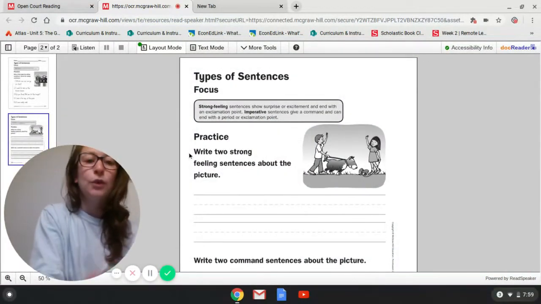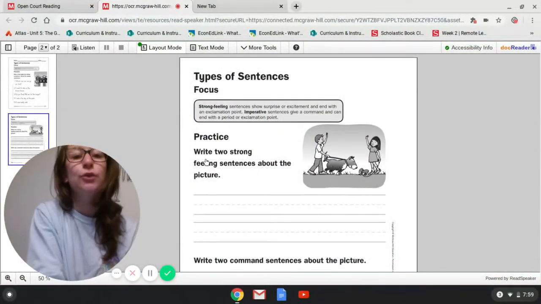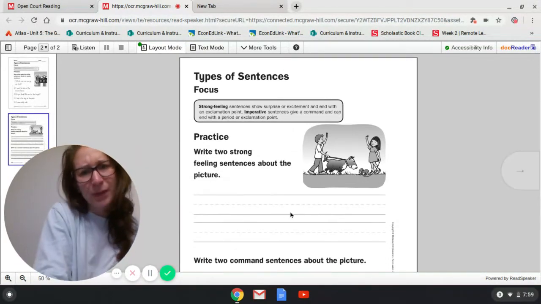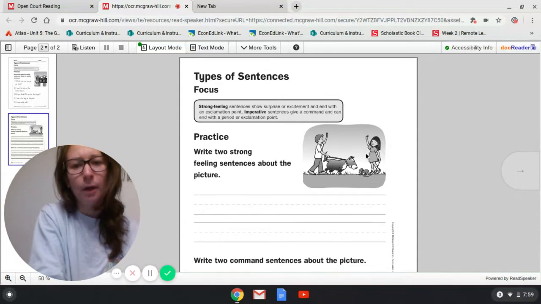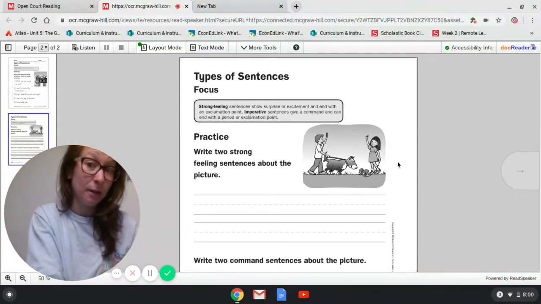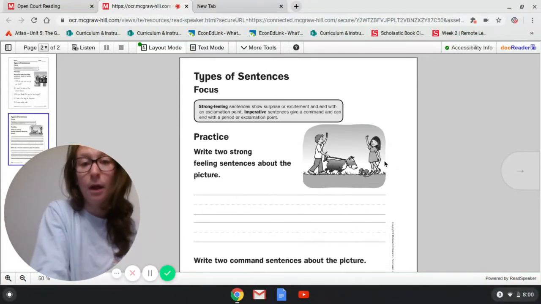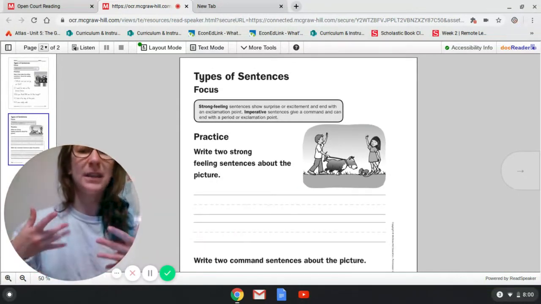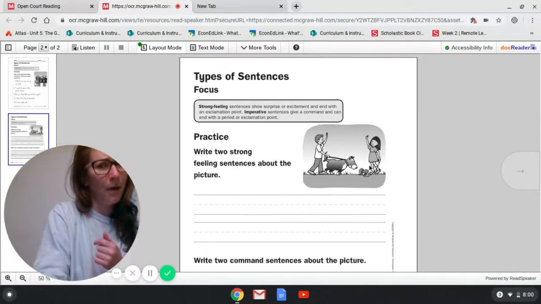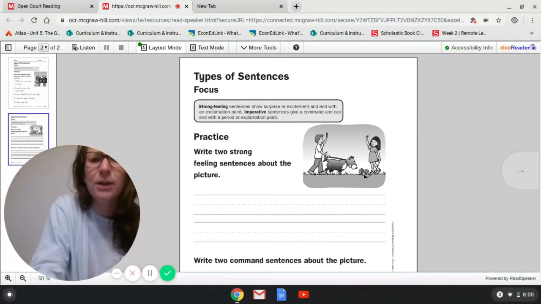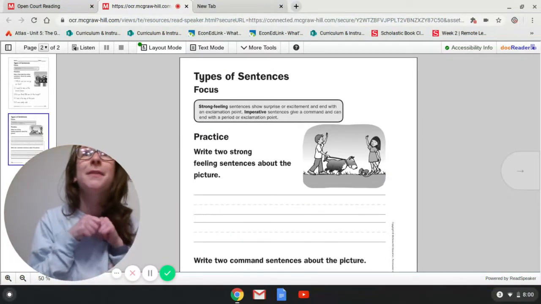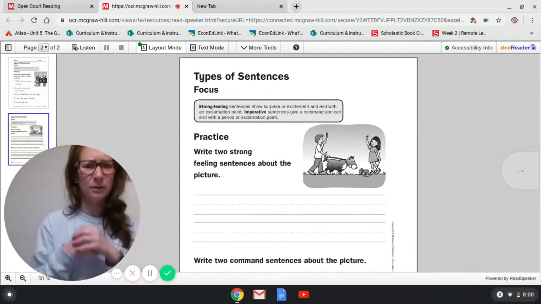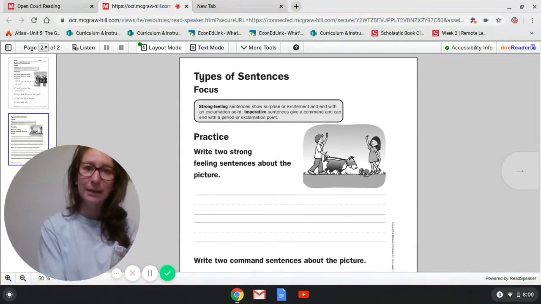All right, so it says practice. Write 2 strong feeling sentences about the picture. Well, if we look at the picture, I see a little boy and a little girl. It looks like they're waving at each other, so it looks like they might know each other. I see one big dog, and it looks like that big dog is kind of looking at what though? At a tiny dog. Does the tiny dog look like it's up on top of that big dog looking at him excited? No, he kind of looks like he's backing away a little bit, right?